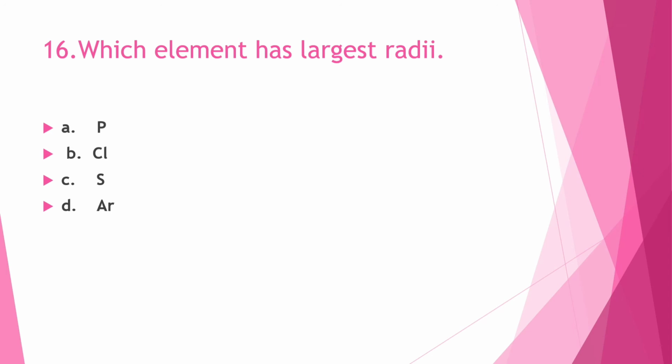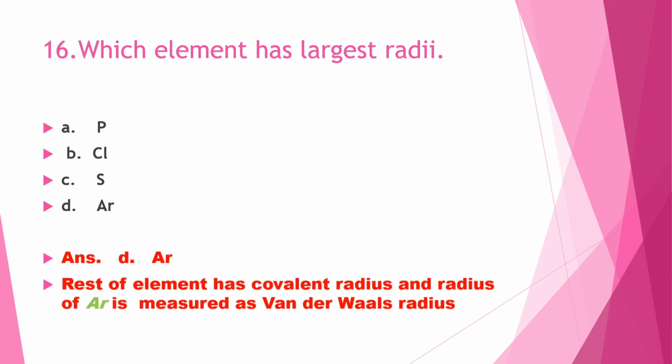if we categorize the type of radius, then phosphorus, chlorine and sulfur have covalent radii, and argon, a group 18 element, has van der Waals radius, and van der Waals radius is always greater than covalent radius. So argon has the largest radii amongst all. So D is the correct answer. Here the rest of the elements have covalent radius and the radius of argon is measured as van der Waals radius. So D is the correct option.